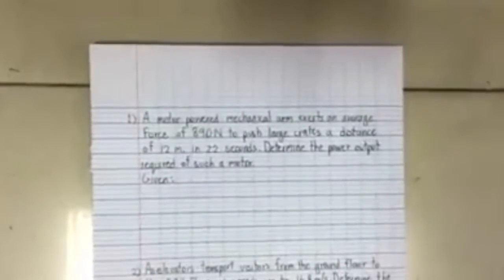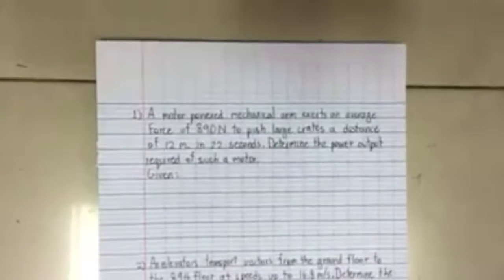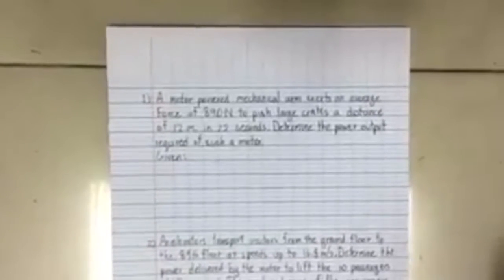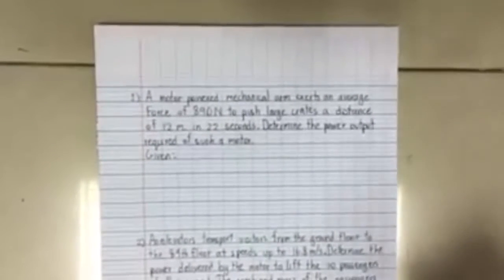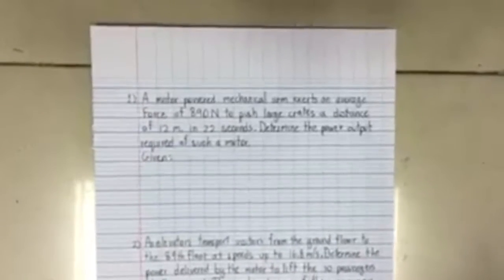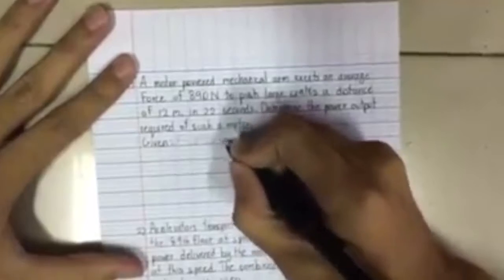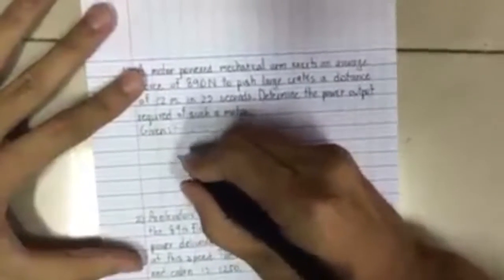Okay, first question. A motor-powered mechanical arm exerts an average force of 890 newtons to push large crates a distance of 12 meters in 22 seconds. Determine the power output required of such a motor. So the givens are F equals 890 newtons, distance S equals 12 meters, and time is 22 seconds.